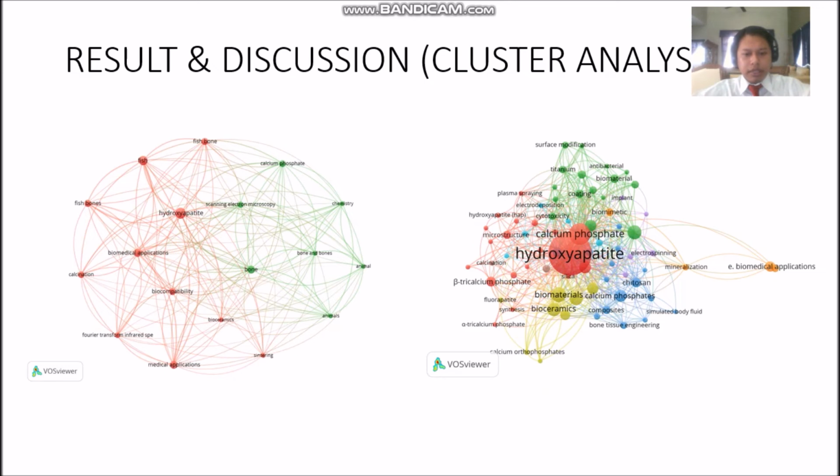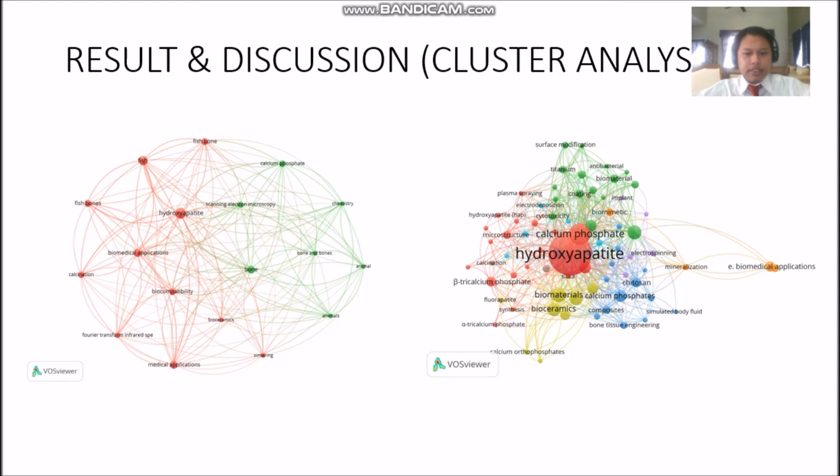Last but not least, keyword co-occurrence analysis is performed based on articles related to fishbone hydroxyapatite in biomedical area and calcium phosphide in biomedical applications. The analysis was conducted utilizing cluster patterns through VOSviewer software.